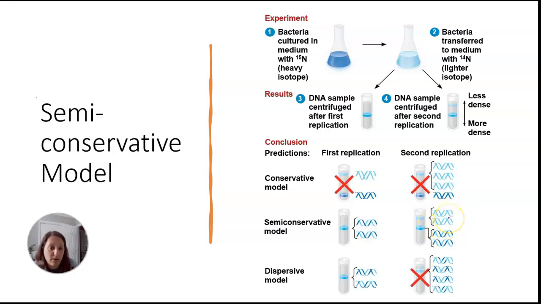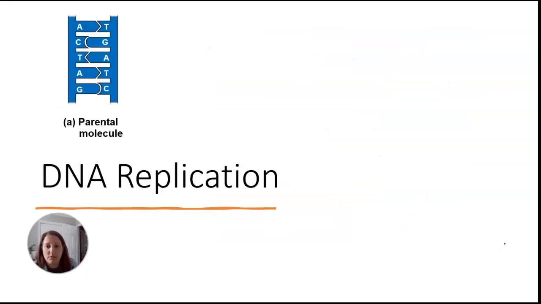Okay, and with each round of replication, this band here at the top is going to keep getting larger and larger, and this band here in the middle is going to have less and less DNA. So again, the model that is correct is called the semi-conservative model of replication. And again, the scientists who did that work were named Meselson and Stahl. It's their famous experiment where they used different isotopes of nitrogen.